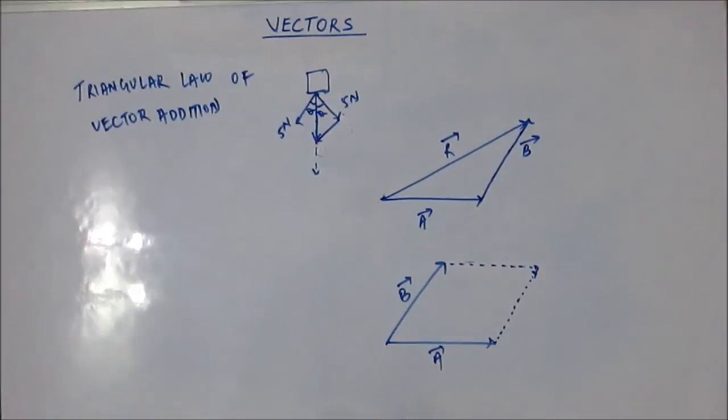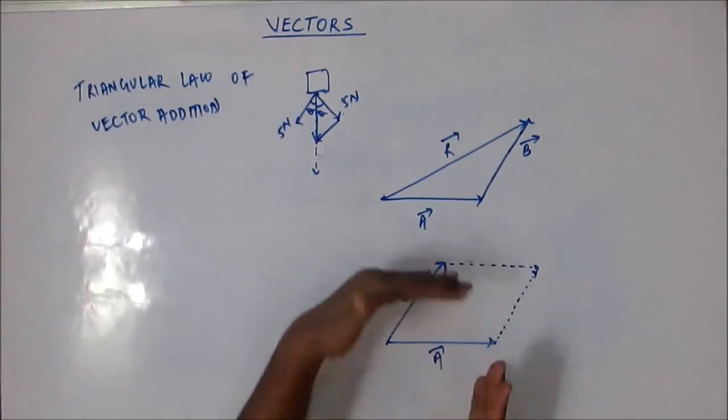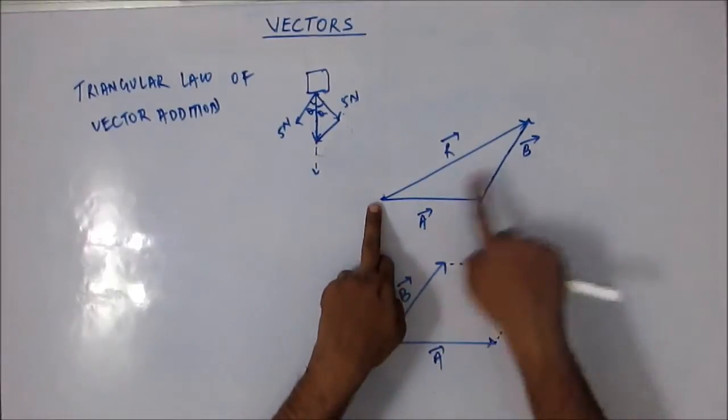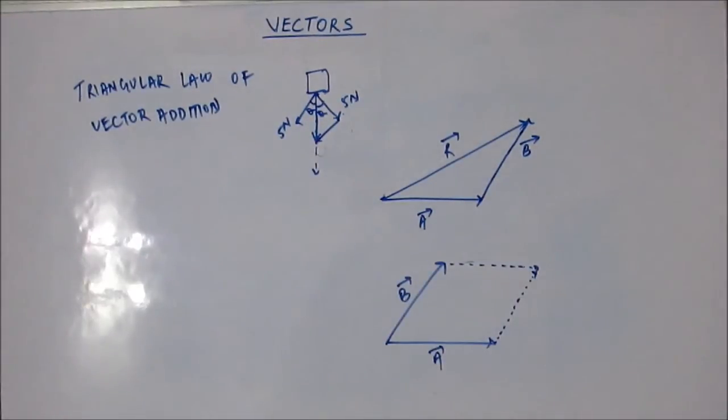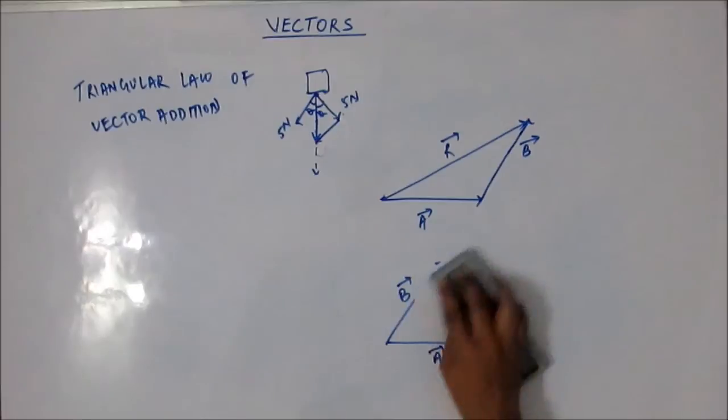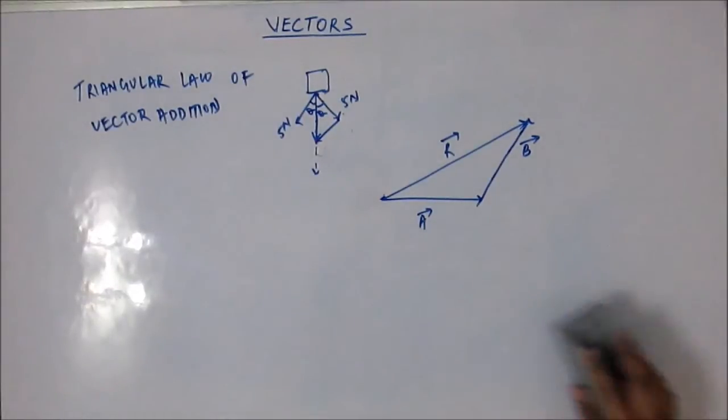So this is the triangular law of addition. We have to learn this. So what we do is bring the vectors head to tail and join the tail to the head. That is the resultant vector. Now let's delve into the mathematical portion.